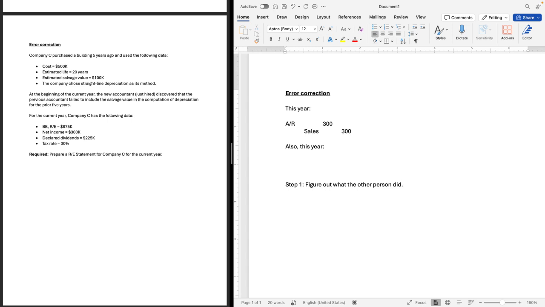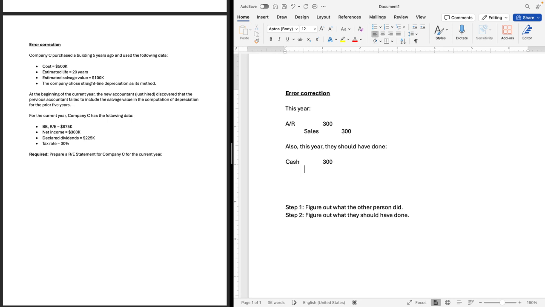First thing you got to do is figure out what they did and know that, okay, that's a mistake. So in this one, I see they debited accounts receivable, but the customer paid cash. So this should not be debit accounts receivable. This should be debit cash. So step 2, figure out what they should have done. So what should they have done? Well, they should have done this. They should have done cash 300 and sales 300.